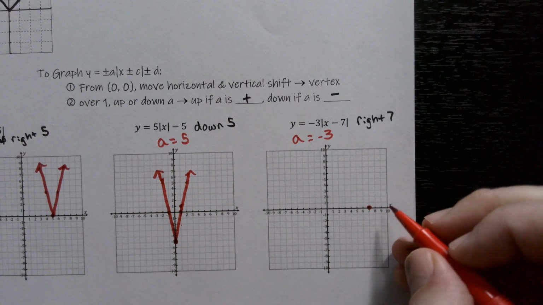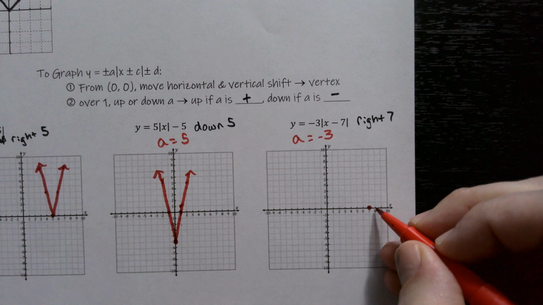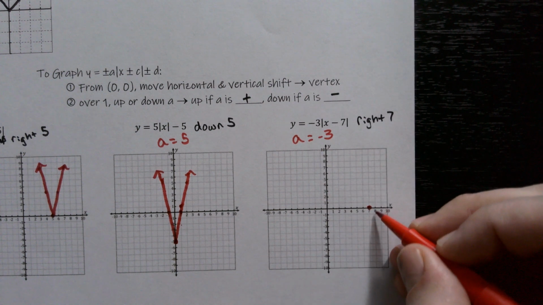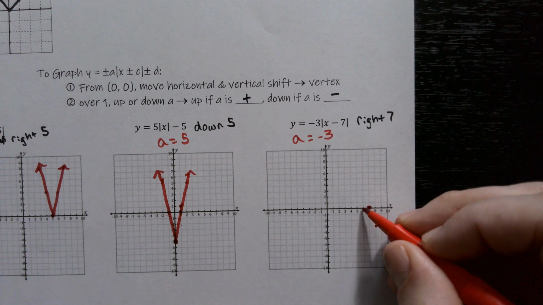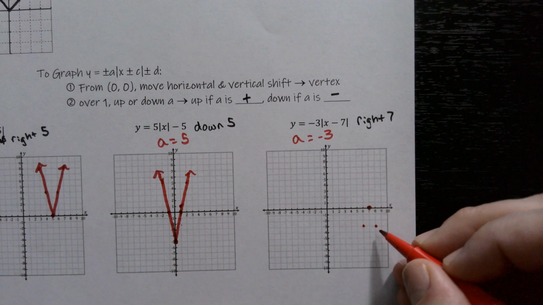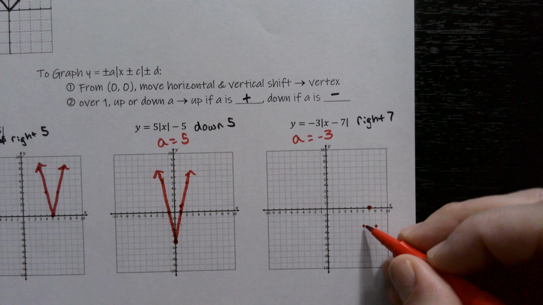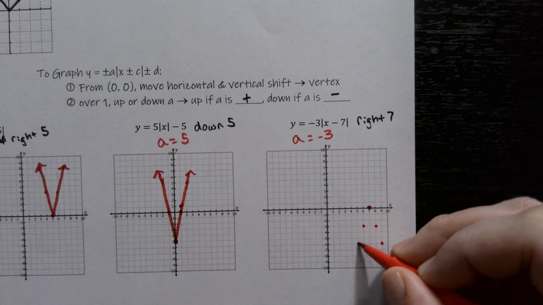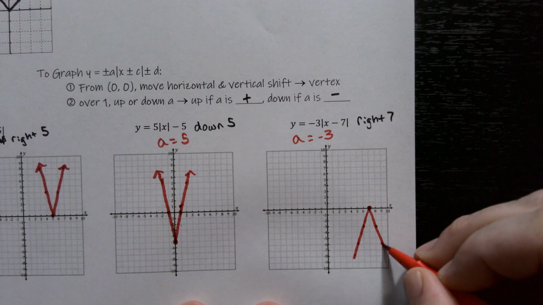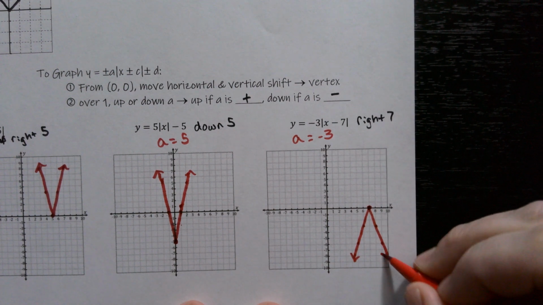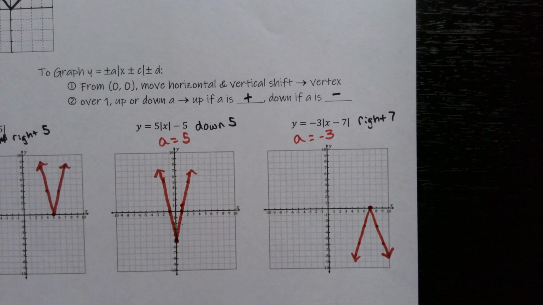So we move over and then we move down 3 because our A is -3. 1, 2, 3. Over 1, 1, 2, 3. We can do it again. 1, 2, 3. And that should be enough to get the idea. And there's that absolute value graph.